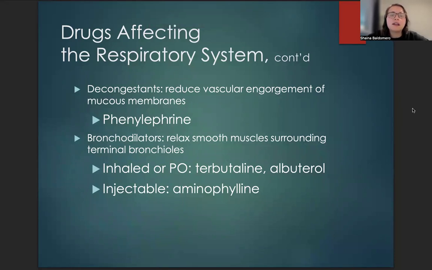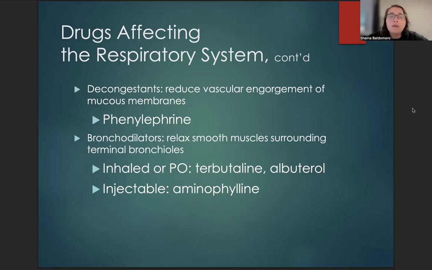So the next set of drugs that we're looking at here are decongestants. These are drugs that reduce the vascular engorgement of the mucous membranes. So when you think of being congested, right? Mucous membranes, like in your nose, super swollen. You can't breathe. It's all inflamed. So the decongestant is going to help reduce the vessels in the nose that are swollen and inflamed and engorged. It's going to reduce that. So they're going to start to shrink down and be able to breathe easier.